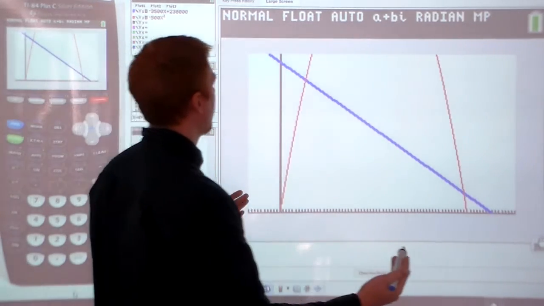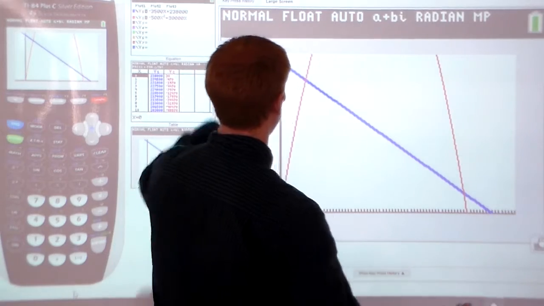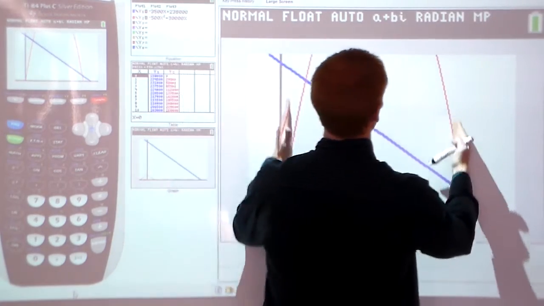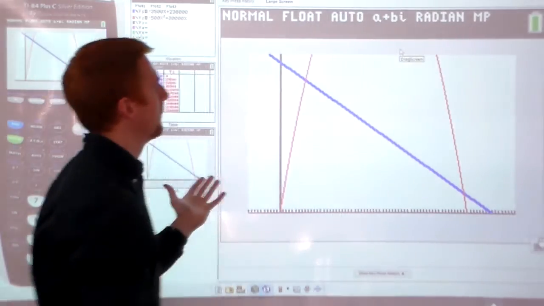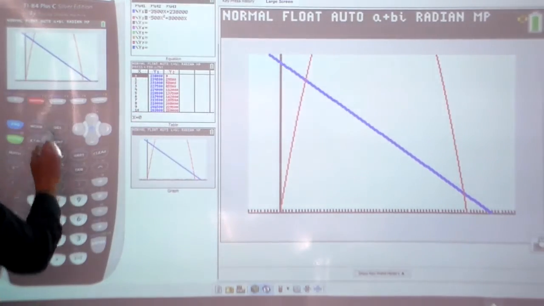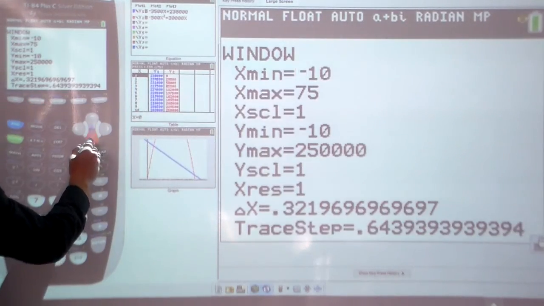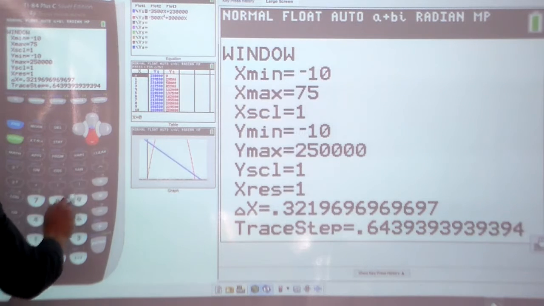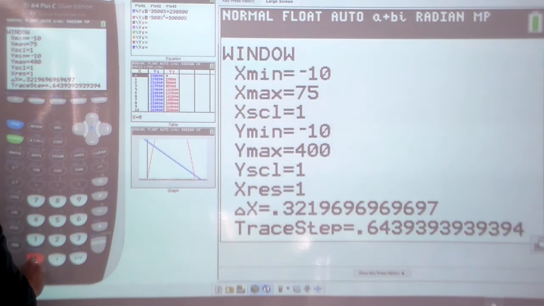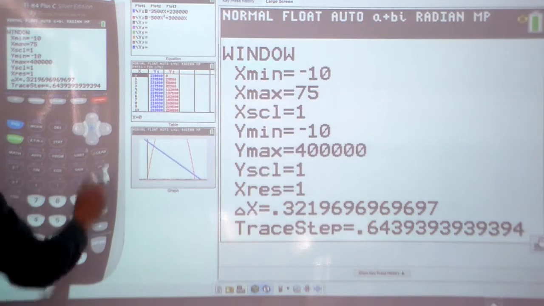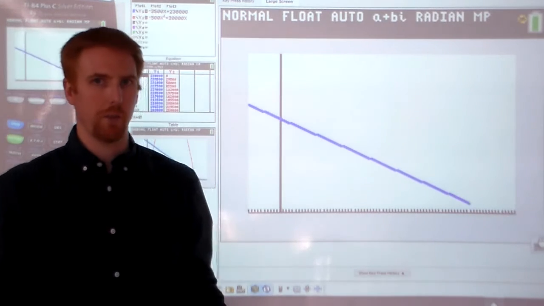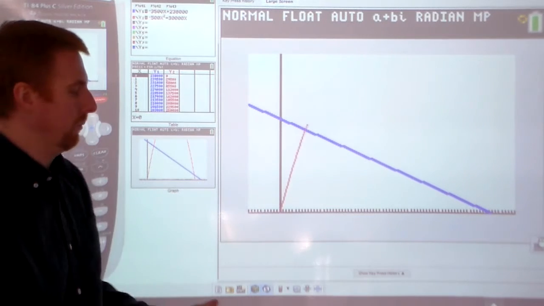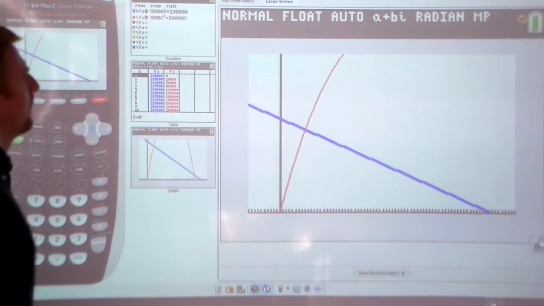So I'm going to back out and think about what this is going to look like. This is up to 250,000 right now. So if I had to guess, I'd say probably 400,000 for the Y-max should do it. So I'm going to change my window. This is a guessing game. If you get it wrong, you just guess something else. It's not the end of the world. I've seen people spend 15 minutes trying to decide which number to put in. Just put something in there. If it works, great. If it doesn't, try something else.